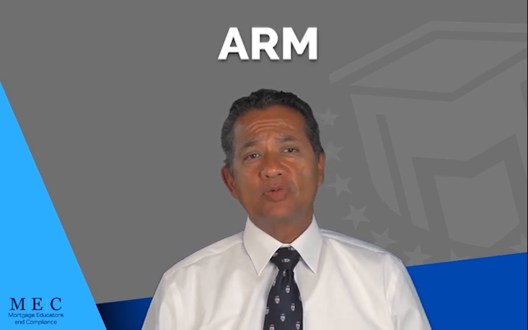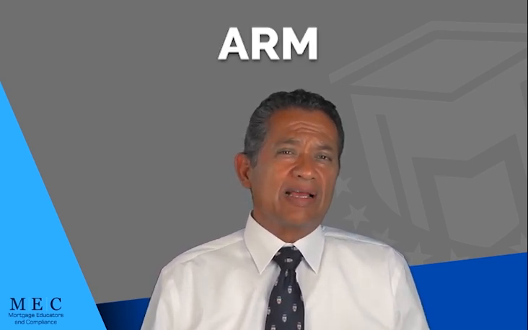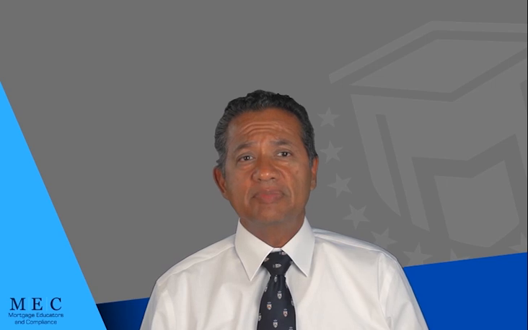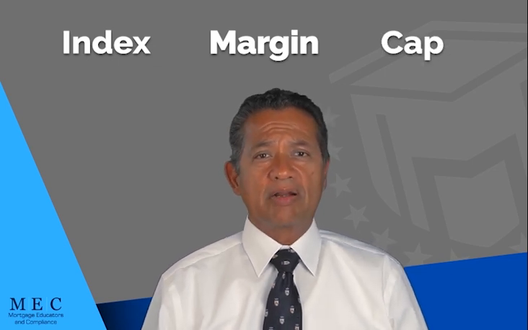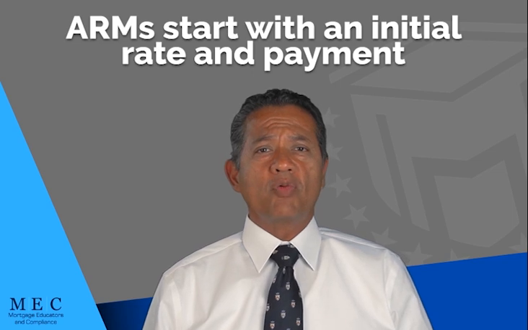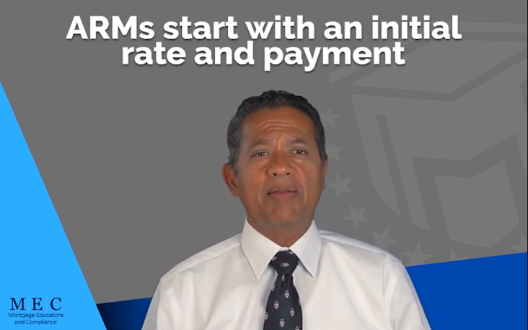An adjustable rate mortgage, or ARM, is sometimes referred to as an adjustable or a variable rate mortgage, a loan where the interest rate periodically adjusts. Now, it has some moving parts to it. The index, the margins, and the caps on an ARM describe how often, how much, and the measurement of each adjustment.